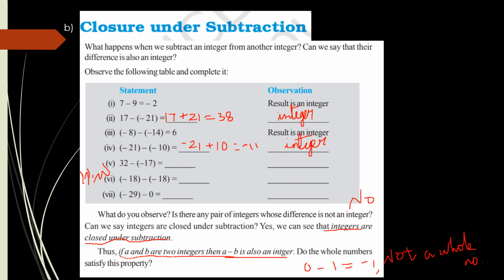Right? So, for example, 0 minus 1, answer is minus 1. We can say that it is not a whole number. So, whole numbers do not satisfy this closure property. So, just write here, no. It's clear now? That means integers are closed under subtraction, but whole numbers are not closed under subtraction. It's clear?